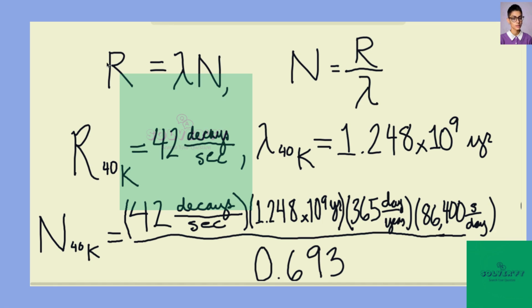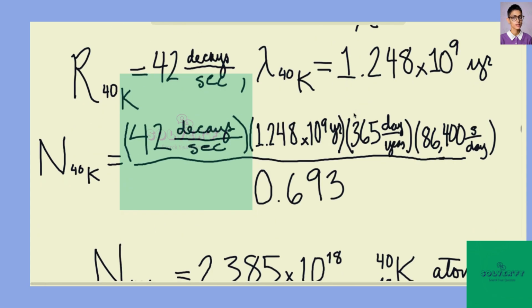We know that decay rate is equal to the product of the decay constant times the amount of substance in terms of number of nuclei N. Dividing both sides by the decay constant, we realize that we can find the number of potassium 40 nuclei from the decay rate given the decay constant that we just looked up from Appendix B.